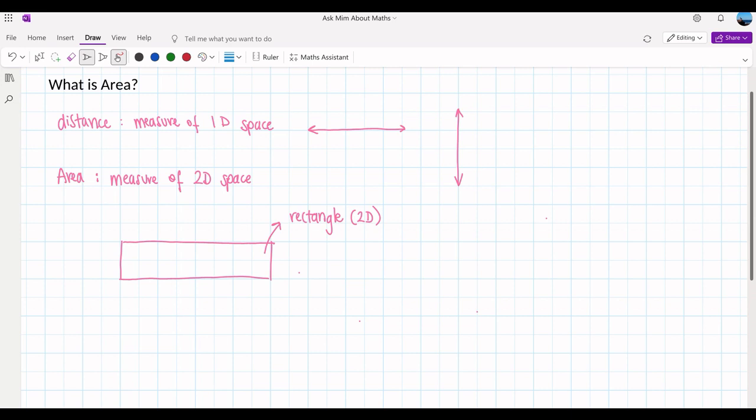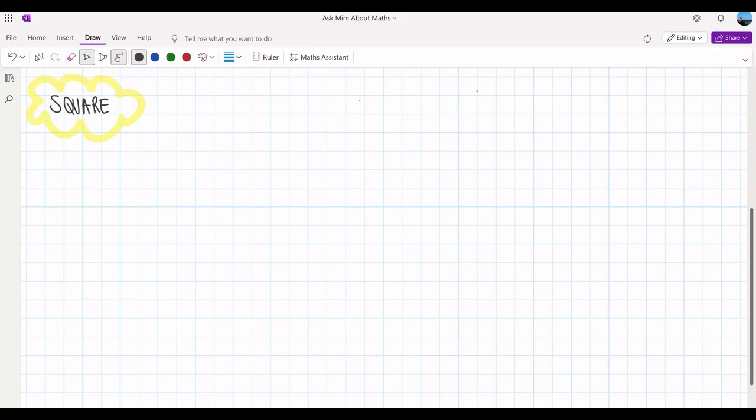Now you might be wondering, okay, well, we know what area is now, but how do we calculate it? Well, let's take a look. Let's start with a square. A square is classified by all sides being the same length, and all angles must be 90 degrees.